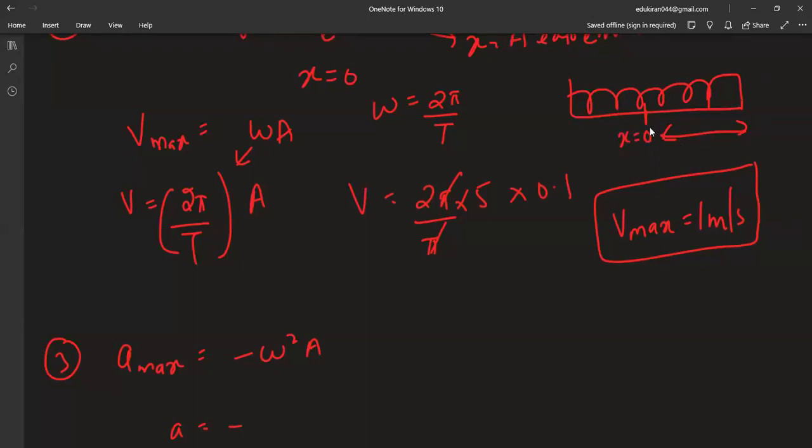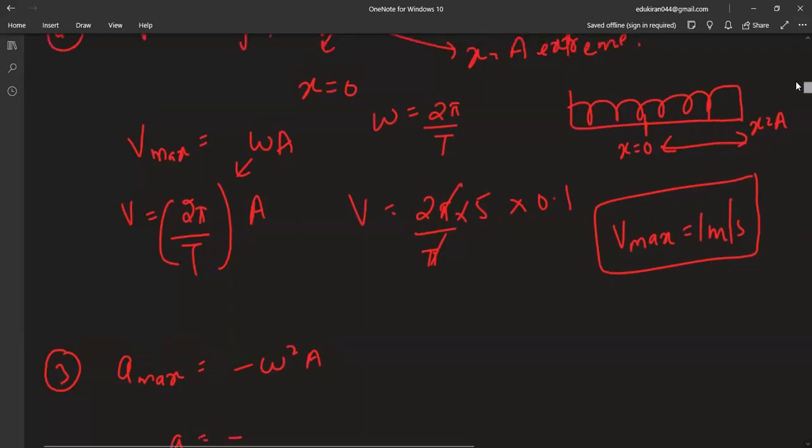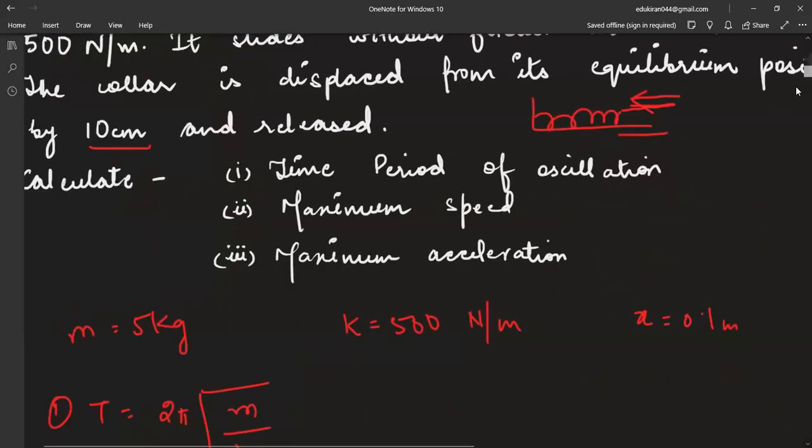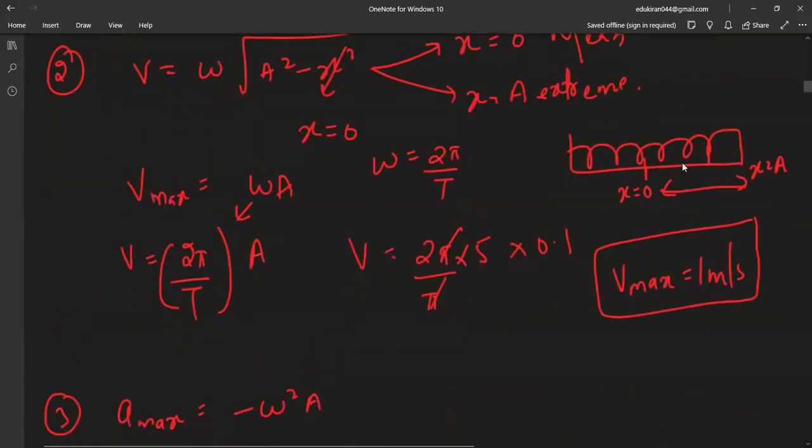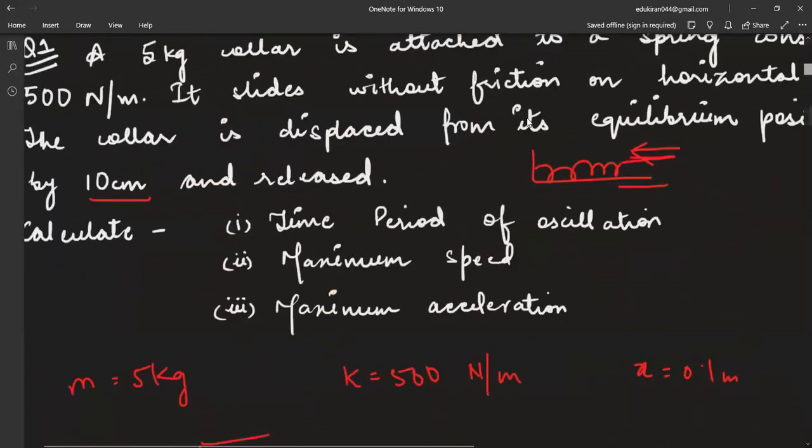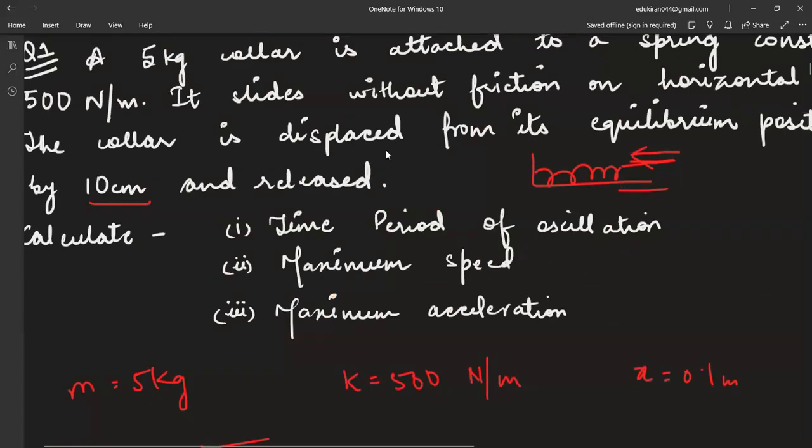X equal to 0 is at the mean position. Then you have x equal to amplitude. If it lies in between, then we will calculate it as something else. But right now, it has been completely displaced. It is saying the collar is displaced from its equilibrium position by 10 centimeters and it's released. So it means this entire oscillation process has been done.